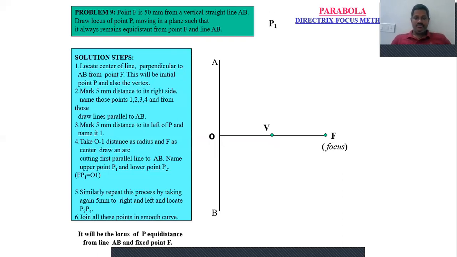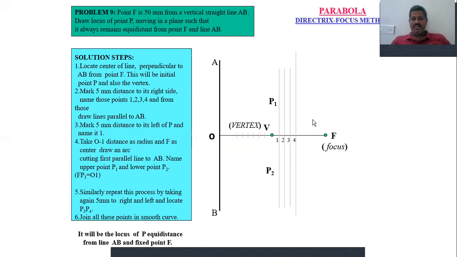Now draw the vertical lines to the right side of O. Say at 5 millimeter distance, I'm drawing 4 vertical lines like this.